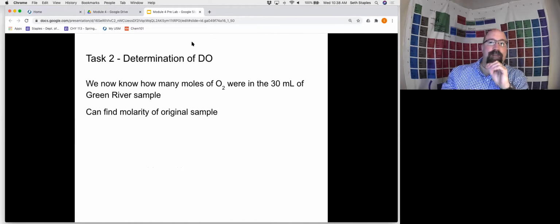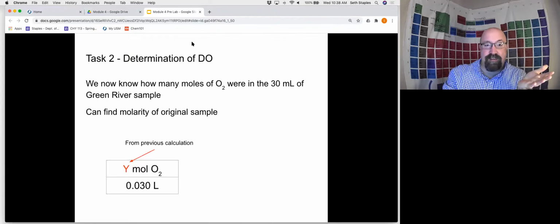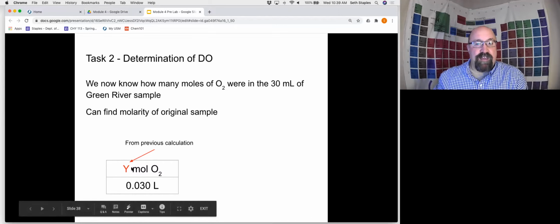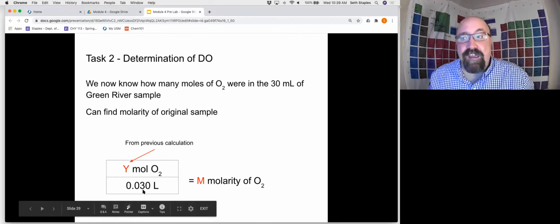And so we now know how many moles of O2 were in the 30 milliliters of Green River sample that we used. So remember, your procedure calls for you to use 30 milliliters into your flask of all of the Green River samples. And so using this, we know how many moles were present. We know what the volume of that sample was. Moles divided by liters gets us to our molarity. And so however many moles of O2 you calculated in the previous calculation, we're just going to divide that by our 30 milliliters, 0.03 liters, and that's going to tell us our molarity of O2.